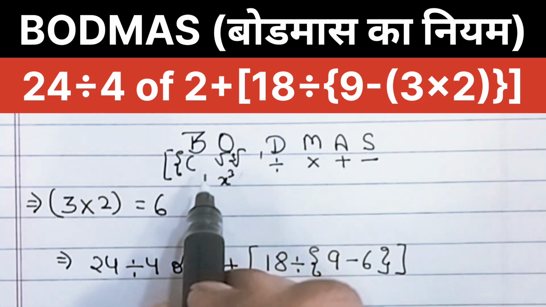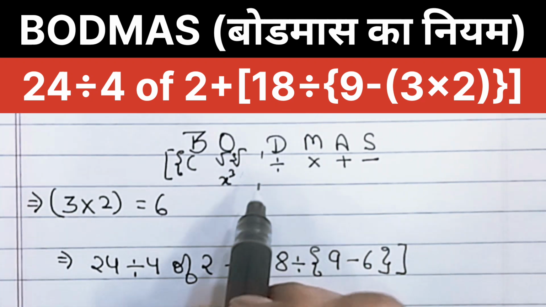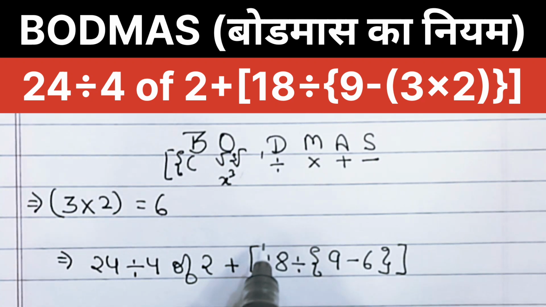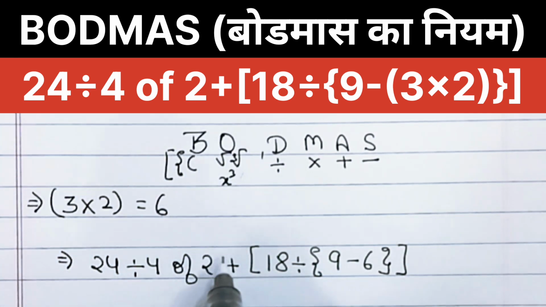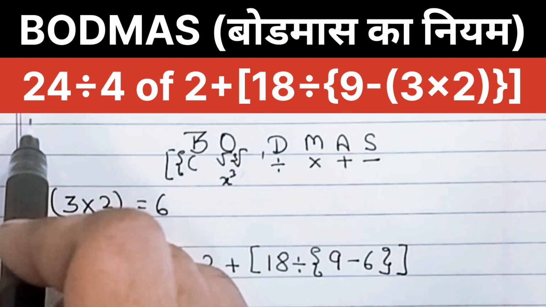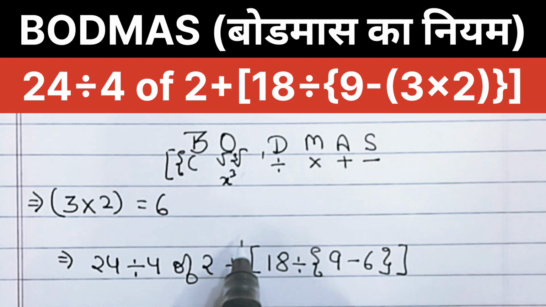By systematically applying this BODMAS rule, we ensure the expression is solved in the correct mathematical hierarchy. Skipping the order, for example dividing 24 by 4 before solving the of operation, would lead to an incorrect result. So according to this expression, the final value of the expression is 9.